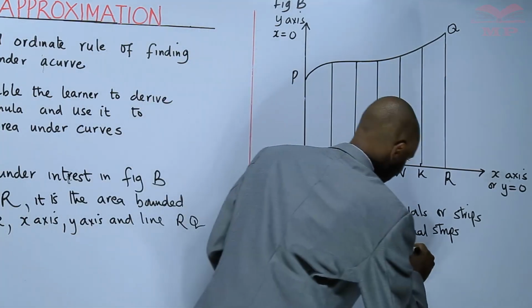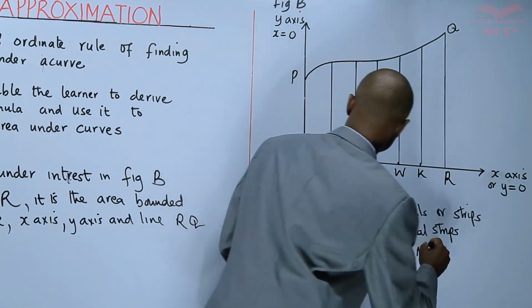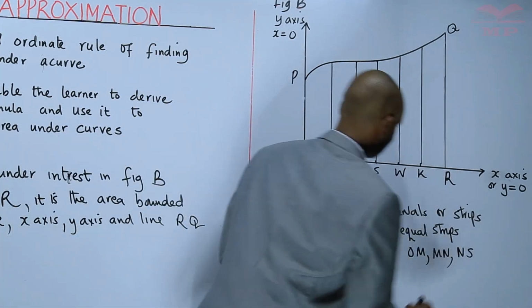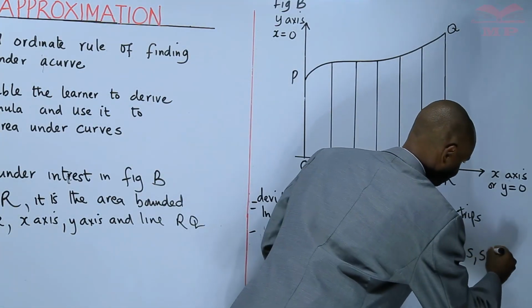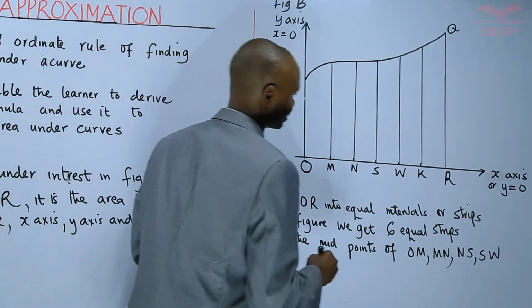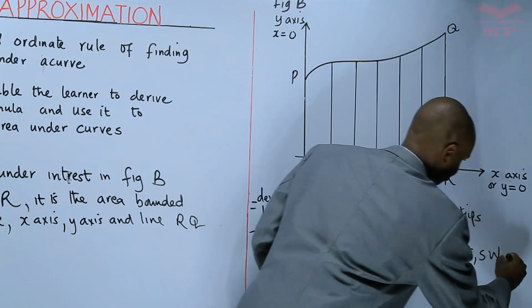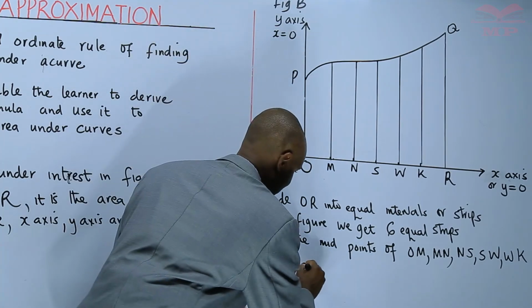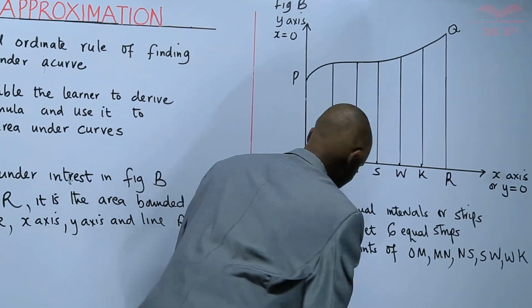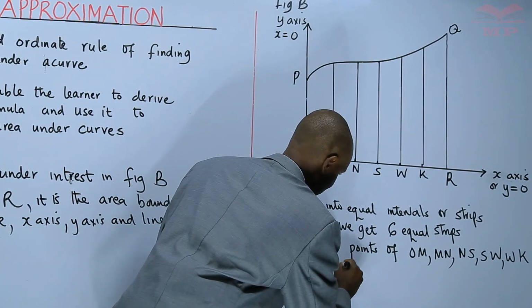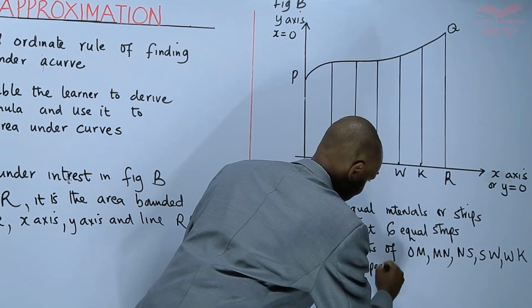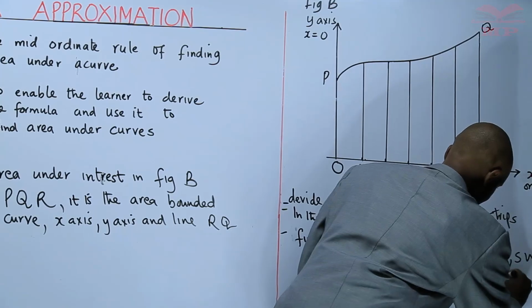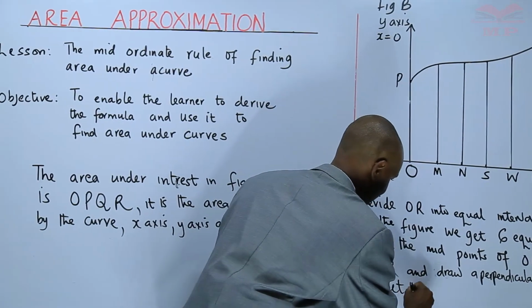Find the midpoints of OM, MN, NS, SW, WK and KR, and rise and draw a perpendicular to go and meet the curve.